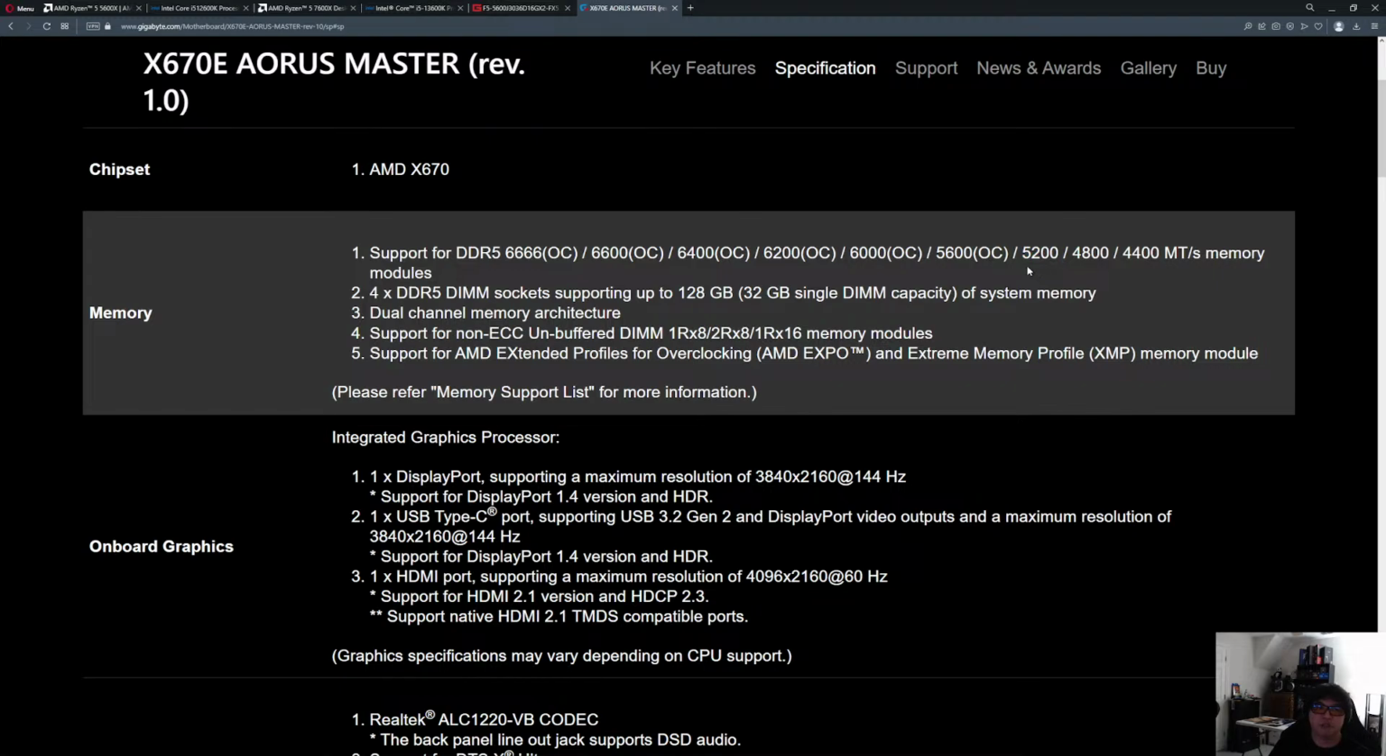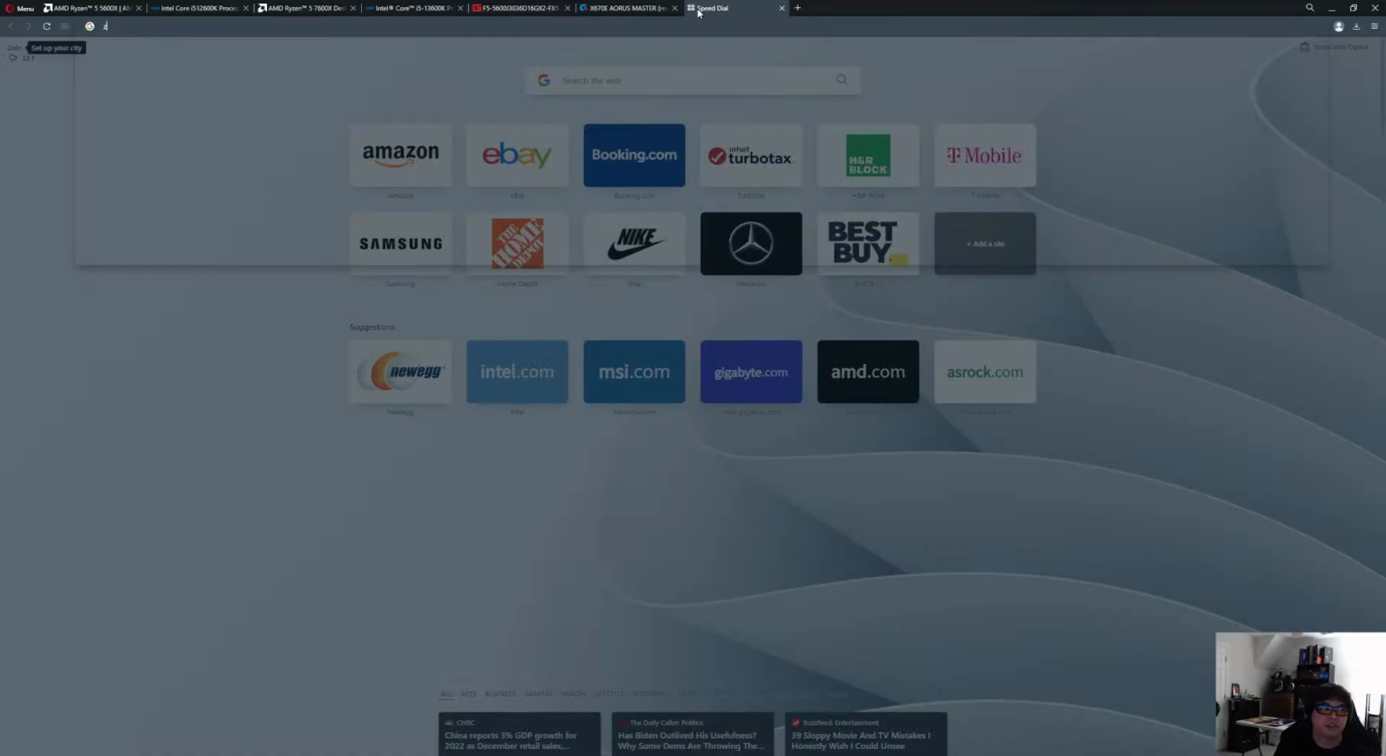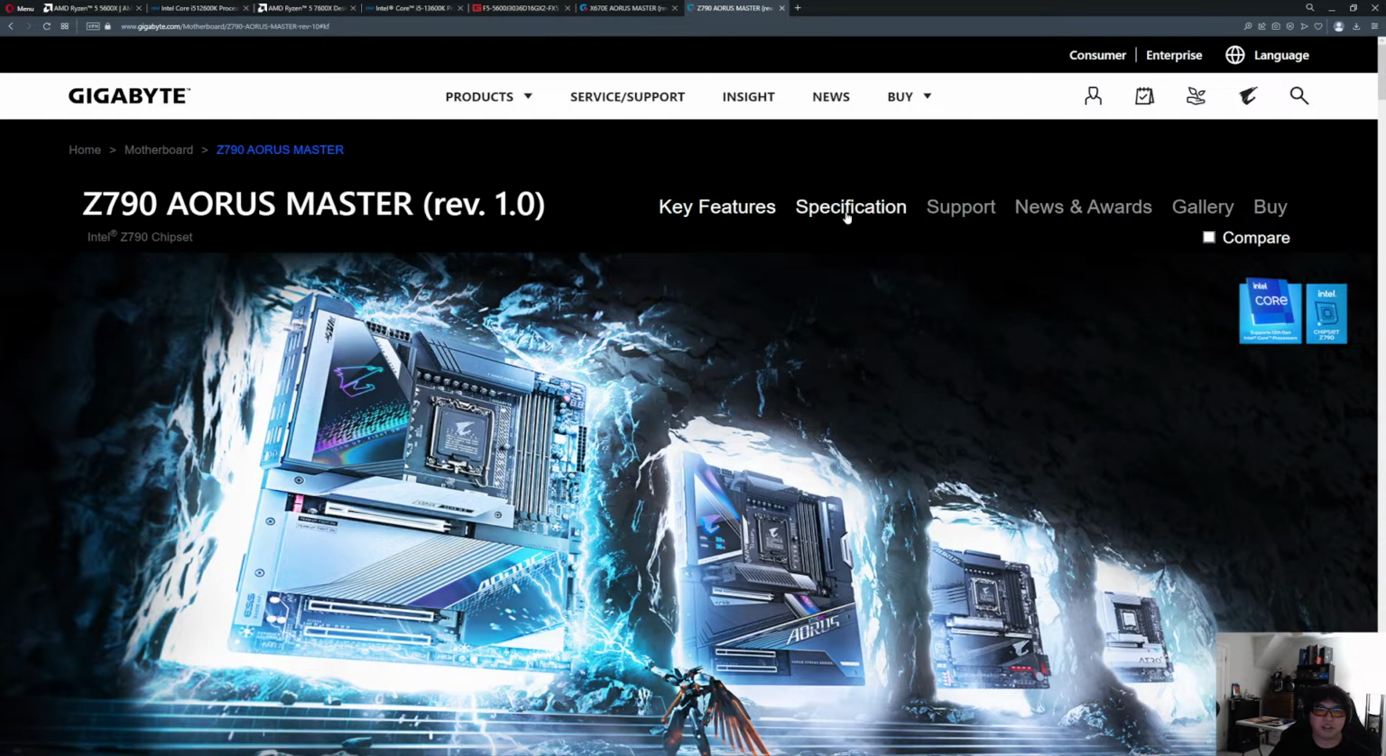And with Intel, with the 13th gen 5600, let's look at this as another example. Z790. Let's look at the Intel equivalent motherboard here. So this one is the Z790 Aorus Master. If we click here.